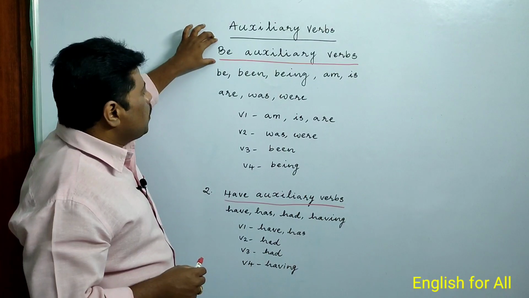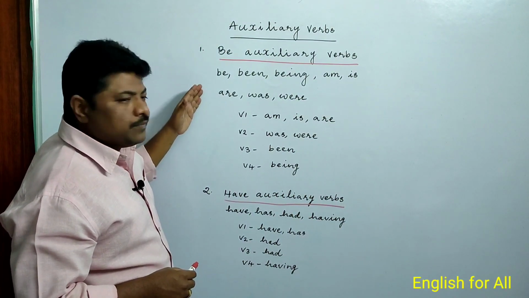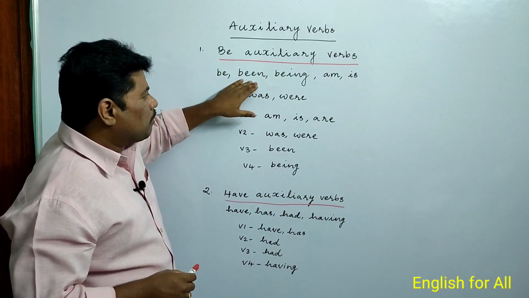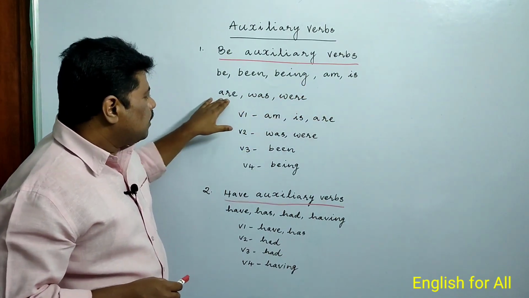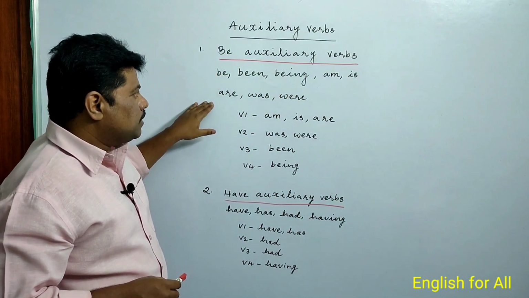First one, be auxiliary verbs. These be auxiliary verbs are these ones. So sometimes we use straight away be or been, being, am, is, are, was and were. These are the be auxiliary verbs.